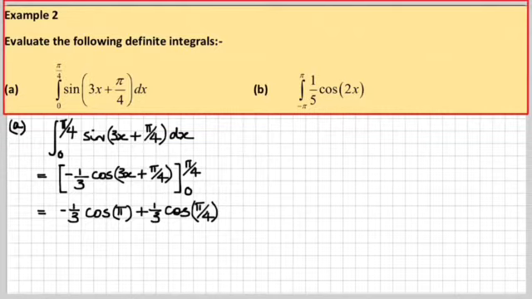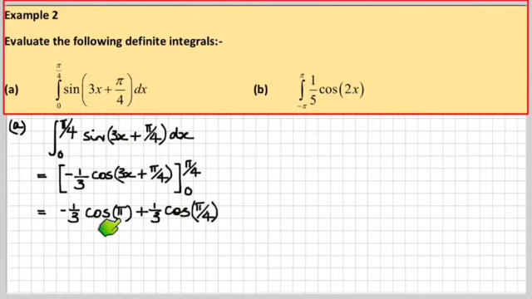Now, let's go. What are we going to get here? We're going to get, with the pi on 4 substituted in, minus 1/3 cos of 3 pi on 4 plus pi on 4, which gets us pi. Then it's going to be plus instead of minus because of this minus out the front in the first place, plus 1/3 of cos of 3 times 0 plus pi on 4, and we're nearly there.